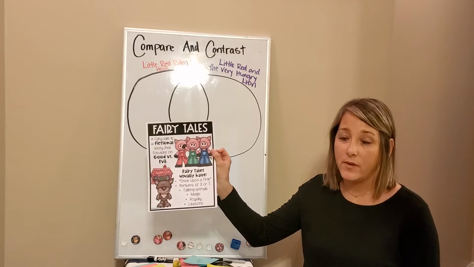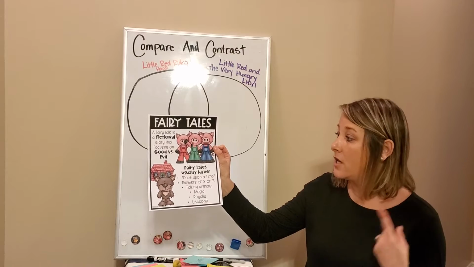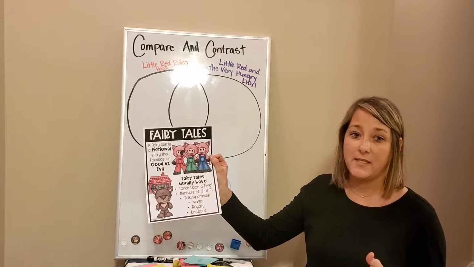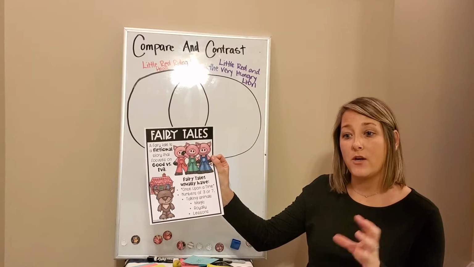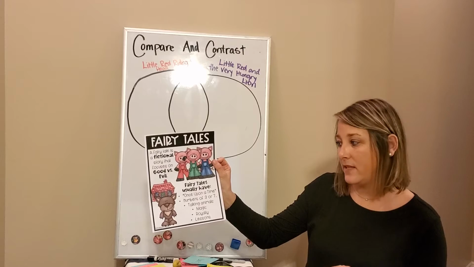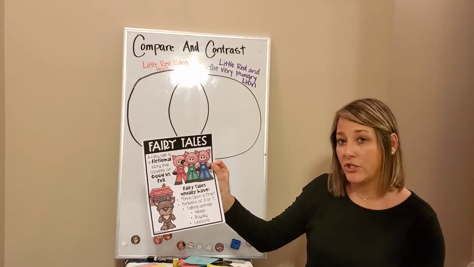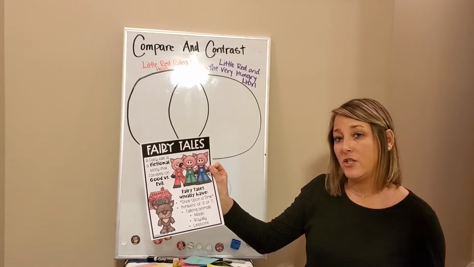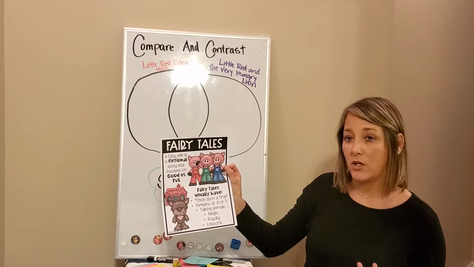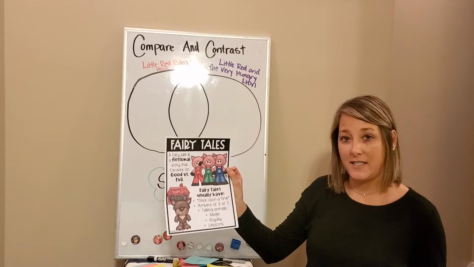And some of the things that we might see in a fairy tale are the phrase once upon a time. You may see 3 or 7 in the book somewhere. They may have 3 of something or 7 of something else. The animals are usually talking. They may do some magic. There may be a prince or a princess or a queen, and they teach a lesson.